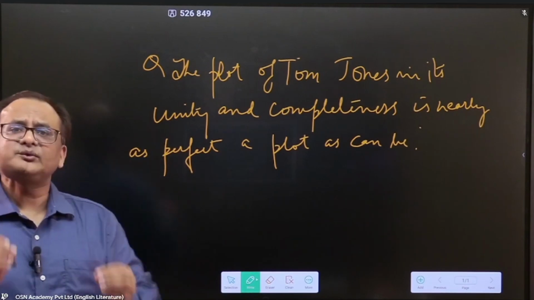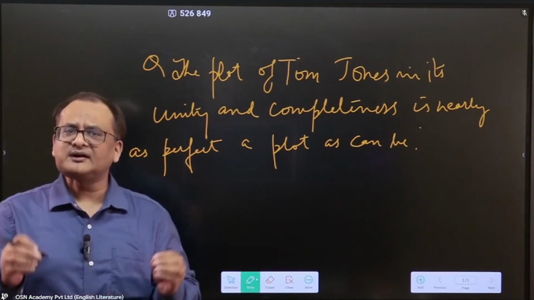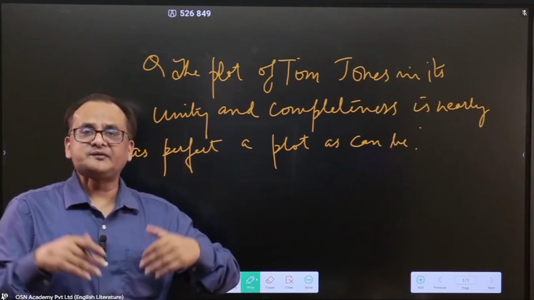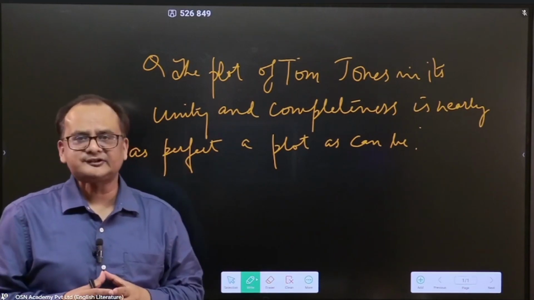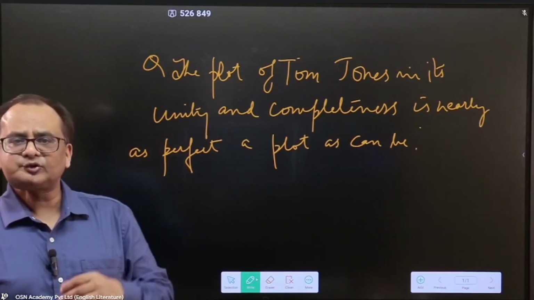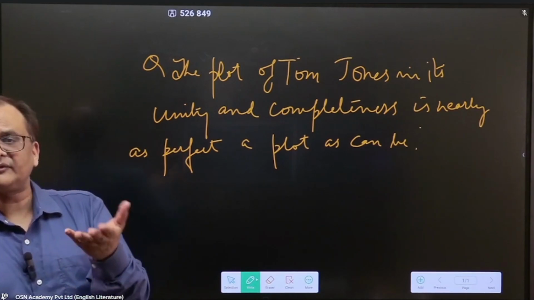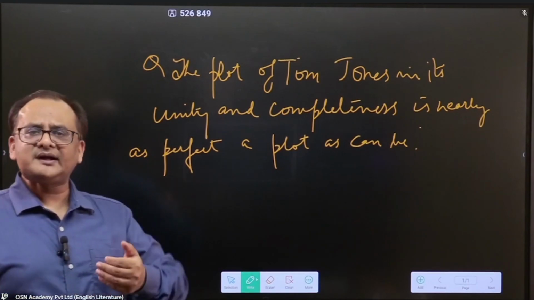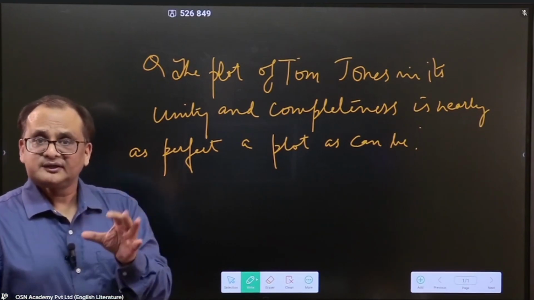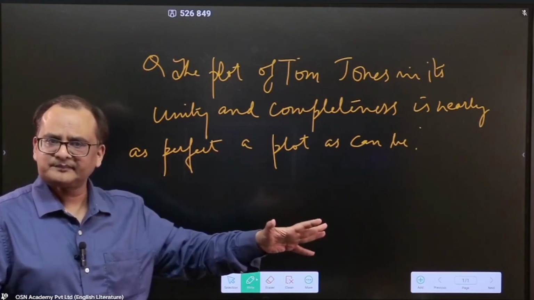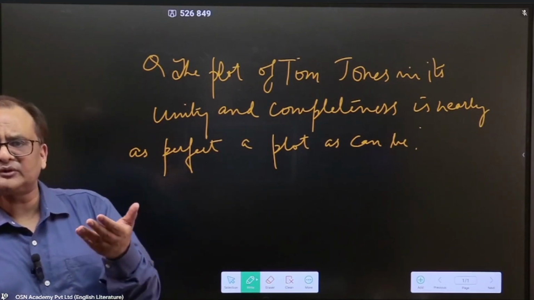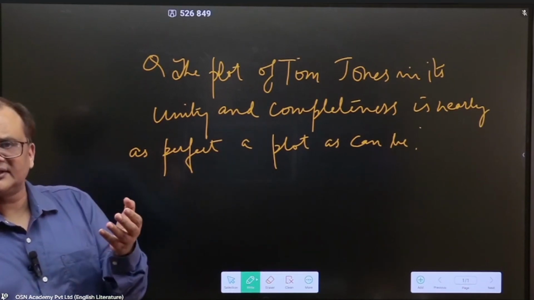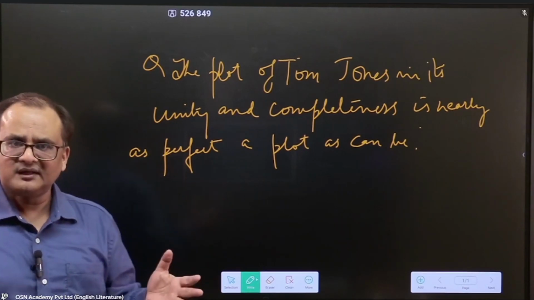So the structural unity of the novel is also preserved through the repeated appearance of various objects as well as characters. The 100-pound bill Sophia had received from her father puts Tom on her track, and later it provides him with an excuse to visit her at Lady Bellaston's. So these things happen, and I'm sure that those students who have read the novel can relate it well.